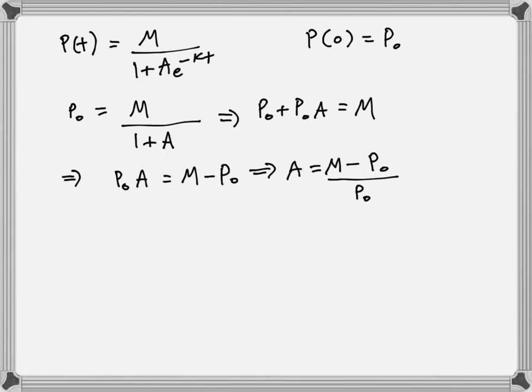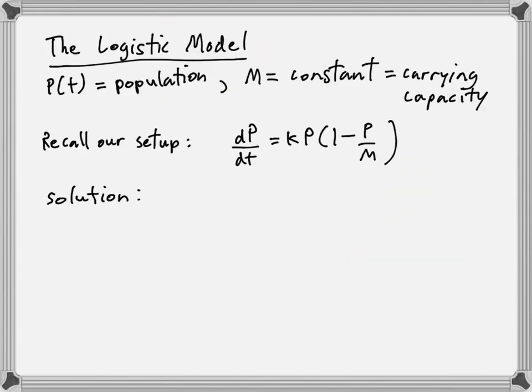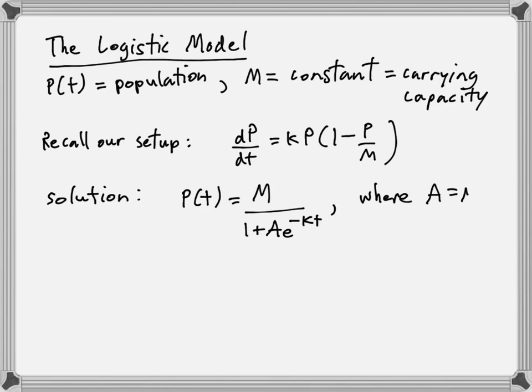So we put things together. We have this and we have this. And so we go back to our original statement here, where I was leaving space for the solution. The solution here is P of t is equal to M over 1 plus a e to the negative kt, where a is equal to M minus P naught over P naught.